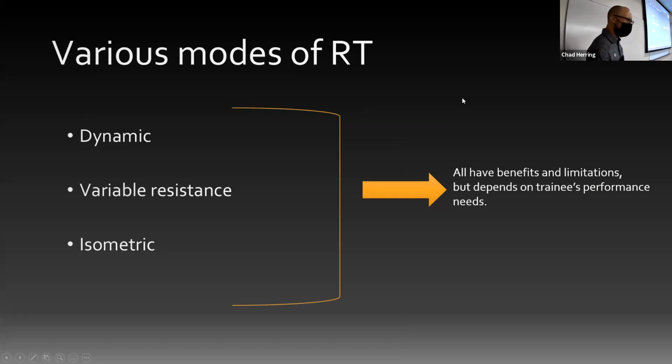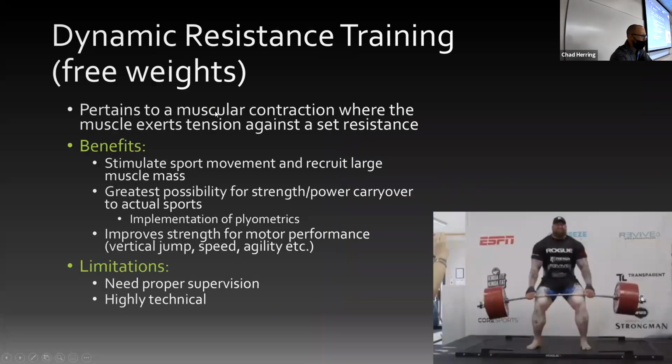Okay, modes of resistance training. Do I want to spend a lot of time on this? No, I'm not going to, but I'll fly through it real quick. Dynamic, variable resistance, isometric. Dynamic is basically free weights. You can read the benefits and limitations. Essentially any kind of free weights.